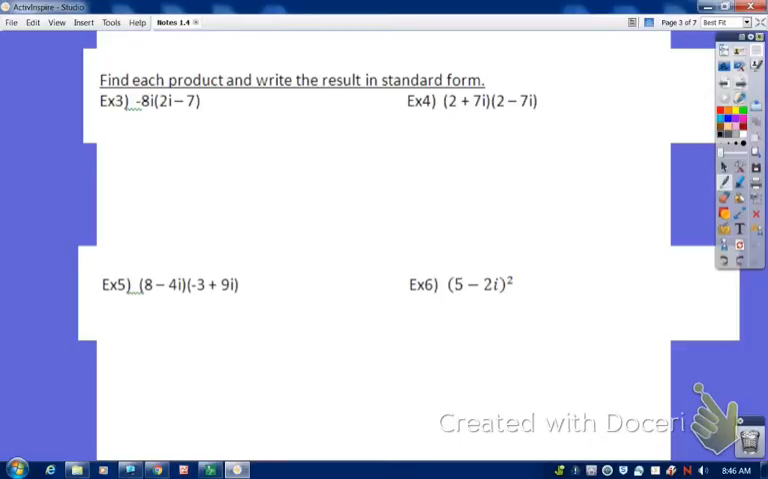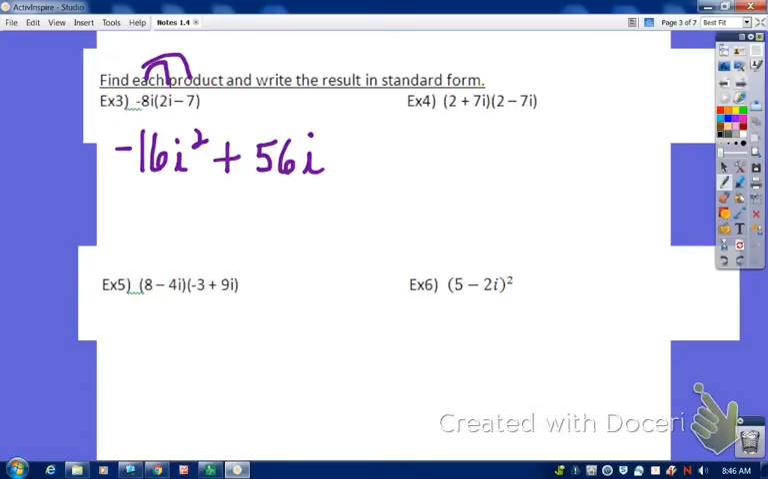Okay, so what you're going to do first of all is you're just going to treat an i just like it's an x, because it is a variable. It's just a variable. So if we're multiplying in example 3, we're going to do the distributive property. -8i times +2i is what? -16i squared. An i times an i, add the exponents, is i squared. -8 times -7 is +56i.